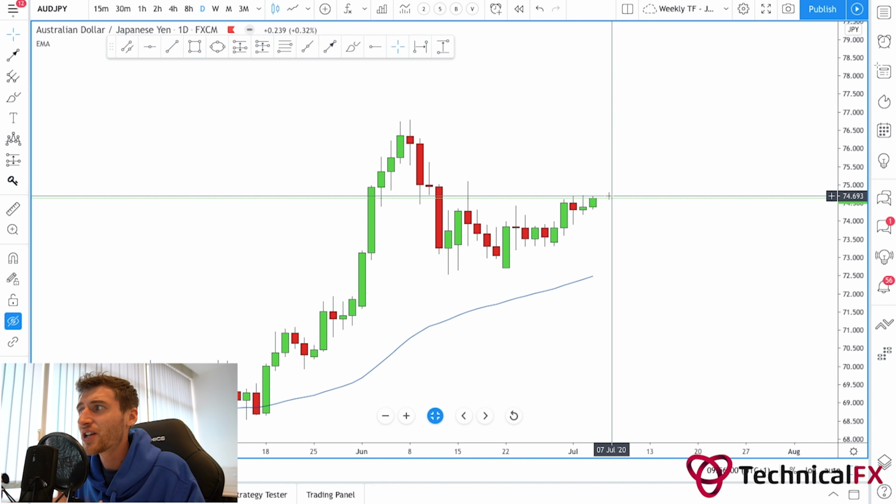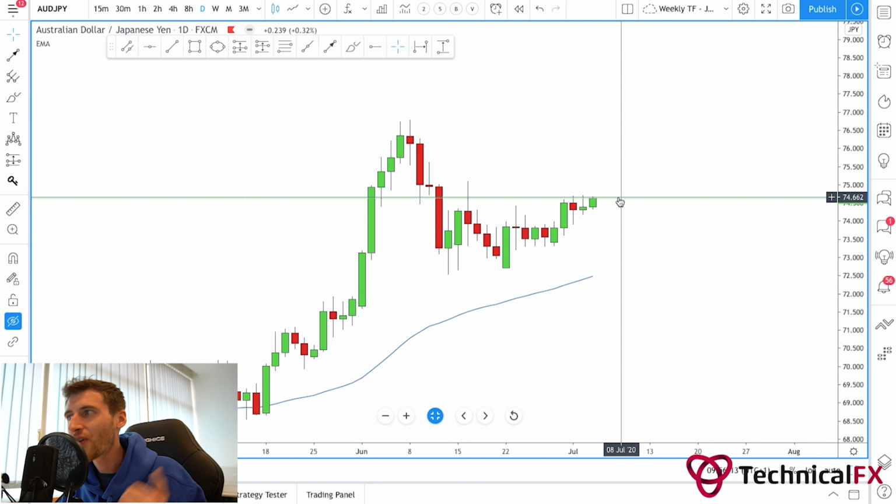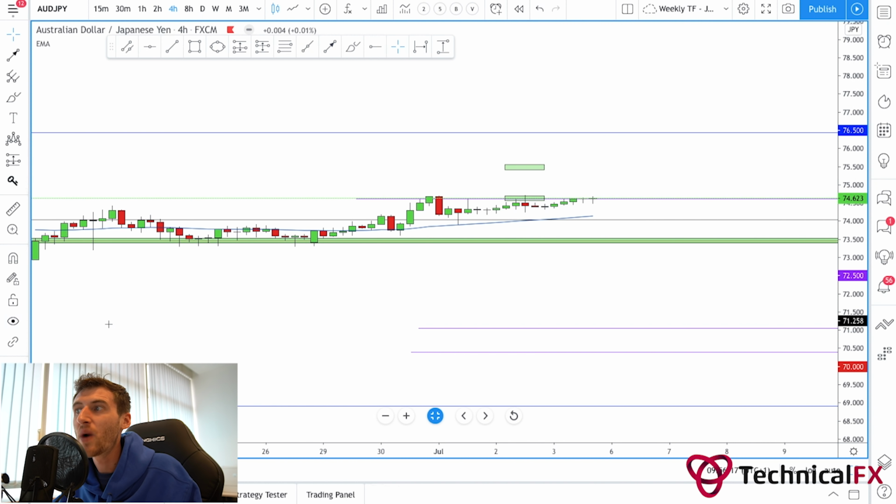Now, we're failing at the moment to break above this area of 74.700, 74.500 in that region just there. We're failing to break above there. We've got 3 days last week, 1, 2, 3, where the market attempted but failed. So eventually, we will need to break out of this region one way or the other.